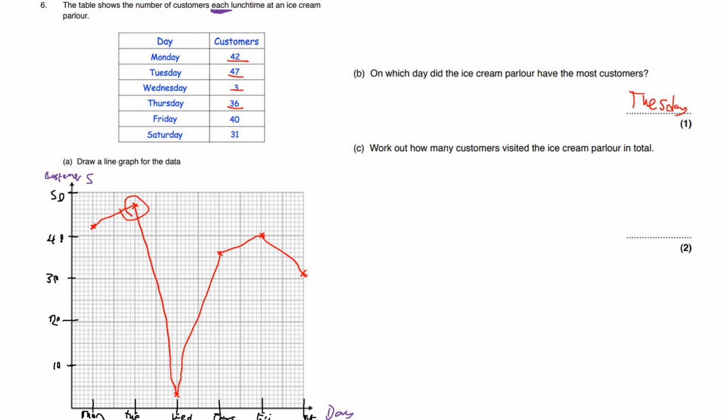Okay? And finally, how many customers visited in total? Okay, not so difficult. All we need to do is just add up the totals. So, 42 plus 47 plus 3 plus 36 plus 40 plus 31. We get a total of 199 customers. And that is our final answer.